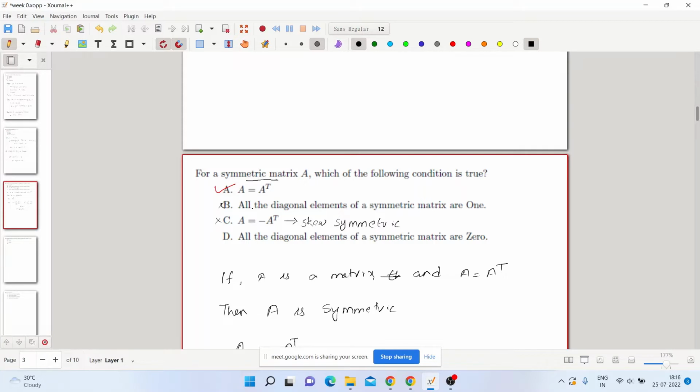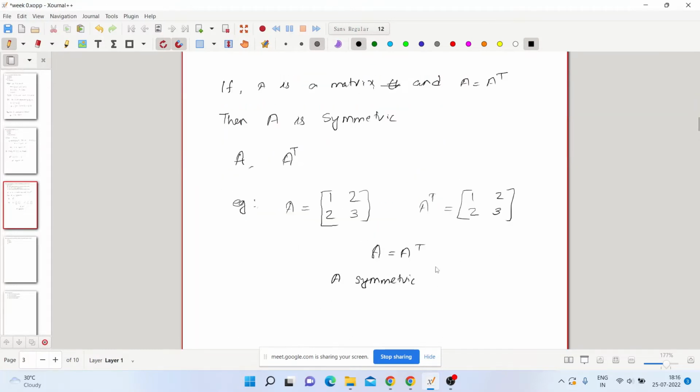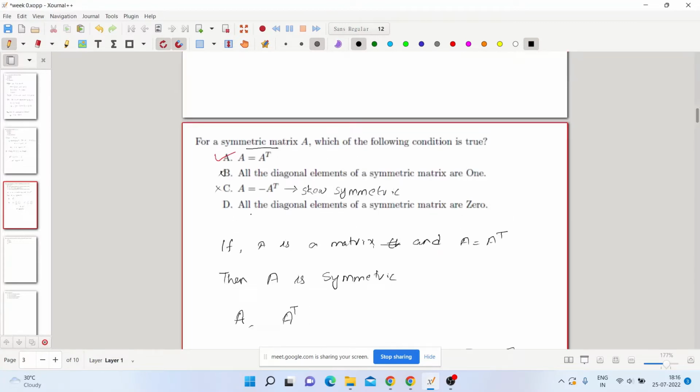Now, the next question is whether all the diagonal elements of a symmetric matrix are 0 or not. Again, here the diagonal entries are not 0. So it need not be 0 always. So this fourth option is also false.